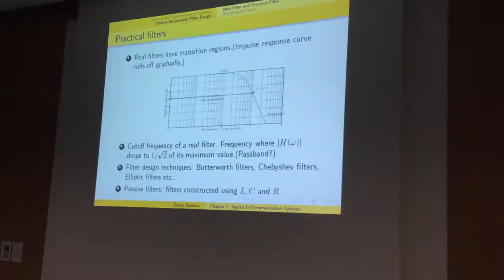All this filter design technology can be applied for passive filter design or active filter. Active filter means that in your circuit you have some op amps, whereas for passive filter, it's simpler. You only have L, R, and C in your filter. Okay?